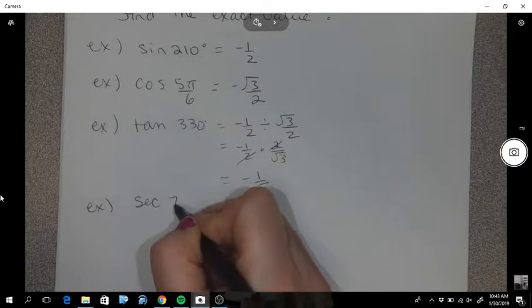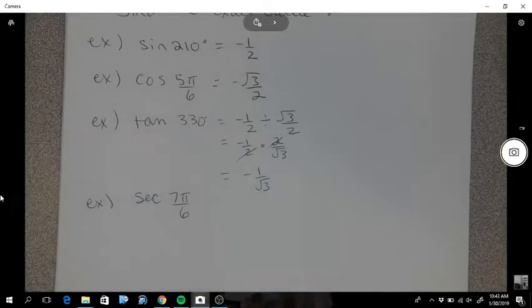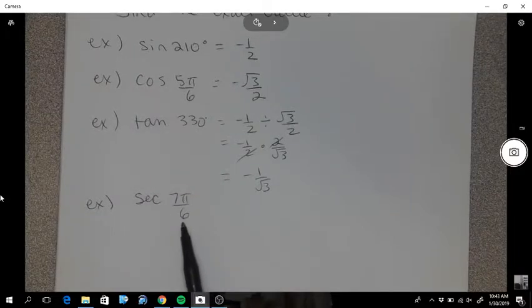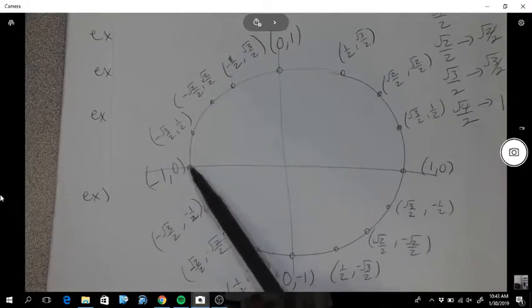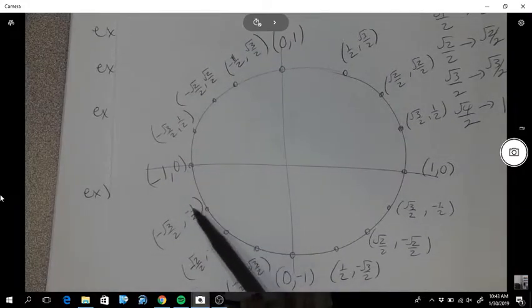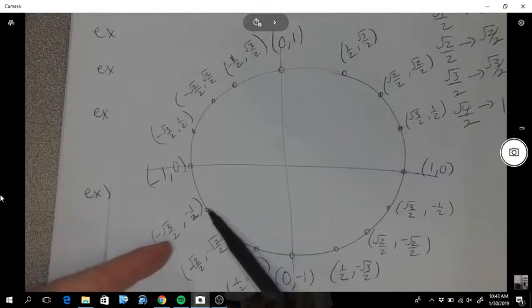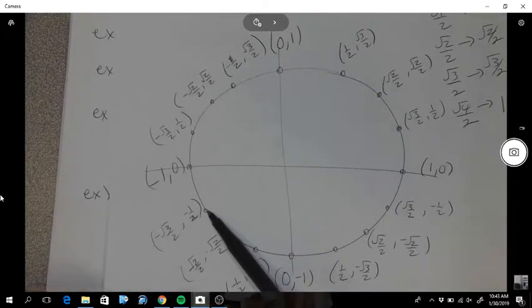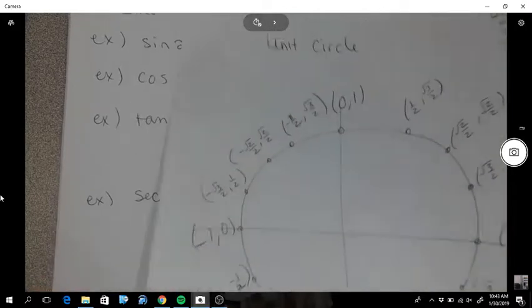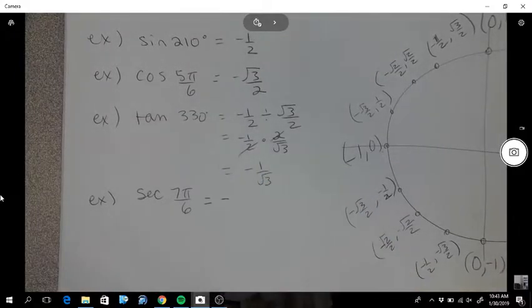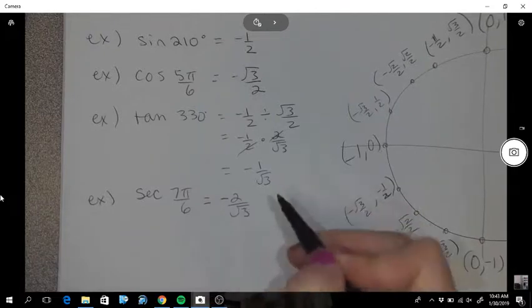Okay, secant of 7 pi over 6. So now think about, again, 6 is increments of 30. So 7/6 is 1 past the full. So I'm 30 past here. So here's my spot, 7 pi over 6. And secant is dealing with the opposite of cos. So here's my cos, the x-coordinate. So I'm going to take the reciprocal of that. So -2 over √3.